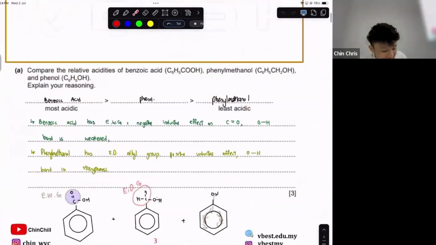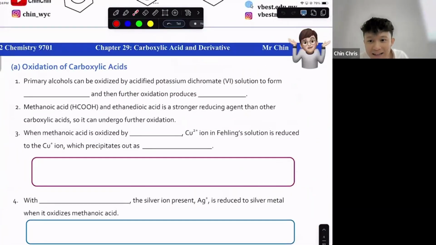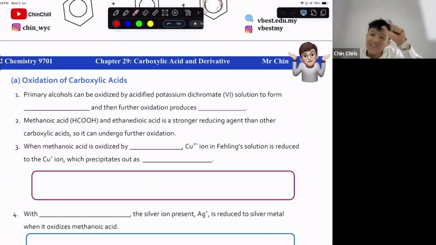Alright, guys, now oxidation of carboxylic acid. I'm so lost when you say pyruvate. No, I never say pyruvate. I'm not a bio teacher. Okay, so I said delocalized in the pi ring system, not pyruvate.